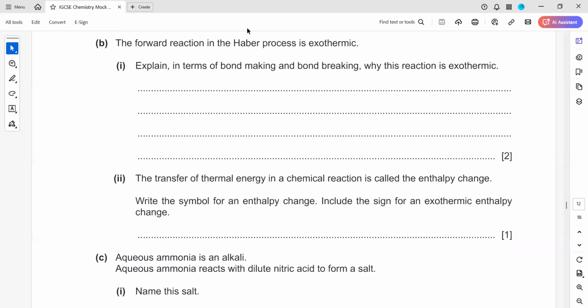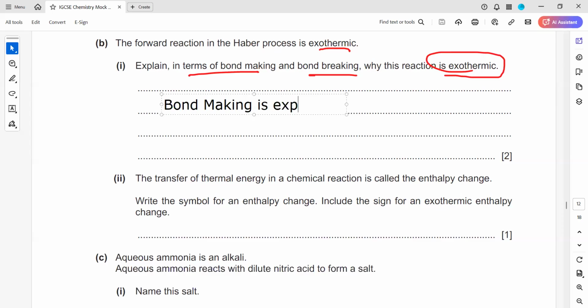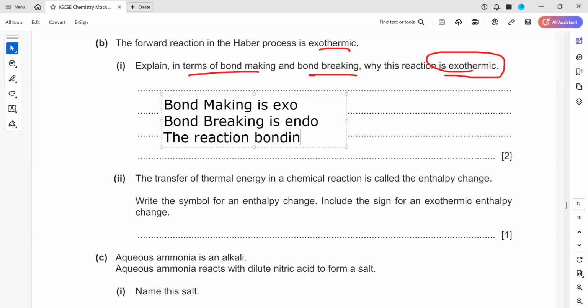The forward reaction in the Haber process is exothermic. Explain in terms of bond making and bond breaking why. Look, bond making is what? Bond making is exothermic, okay? When the bond forms, bond making is exo and bond breaking is endo. So why is this reaction exothermic? Because bond making is exothermic, bond breaking is endothermic. So in this reaction, the bond making energy is more than the bond breaking energy.